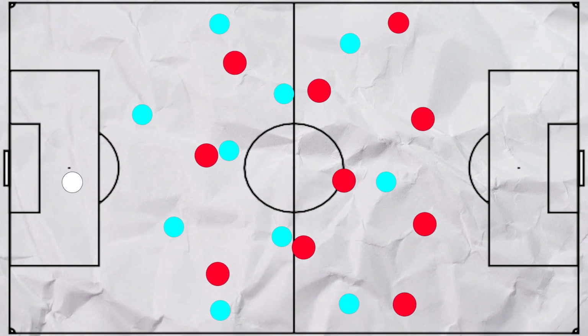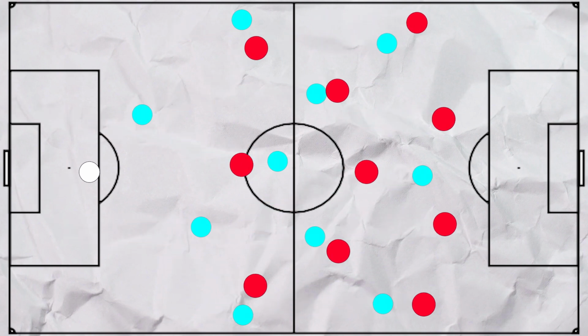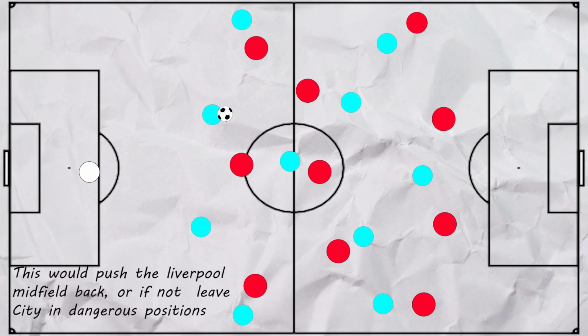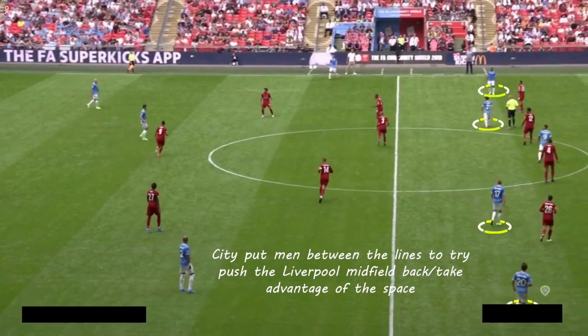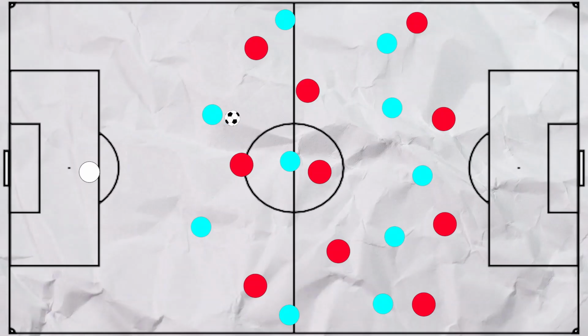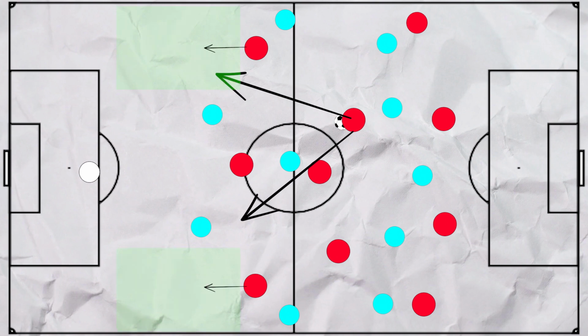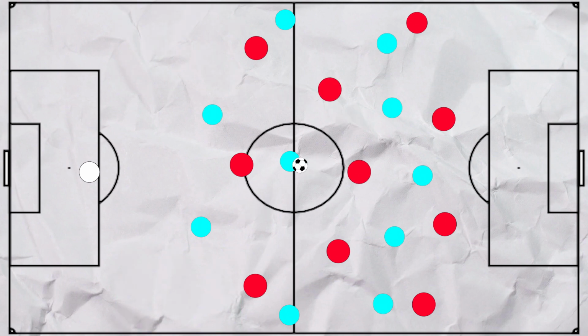Having moved up the pitch, Liverpool defended in a 4-3-3 with a medium press, meaning they would mainly press the City midfield just as they entered their half. City would aim to counter this by leaving several men in between the lines. But if Liverpool were able to win the ball high up, they could attack the space behind the fullbacks. But if they didn't, De Bruyne and Bernardo were key to the attacking phase.